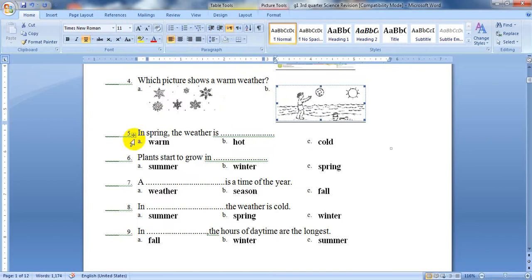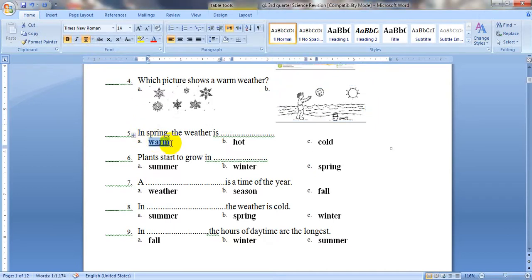Number 5. In spring, the weather is warm, hot, or cold? We said that we have 4 seasons, and each of these seasons has its own specific kind of weather. In spring, the weather is warm. In summer, the weather is hot. In fall, the weather is cool. And in winter, the weather is cold. So the answer here will be letter A. In spring, the weather is warm.